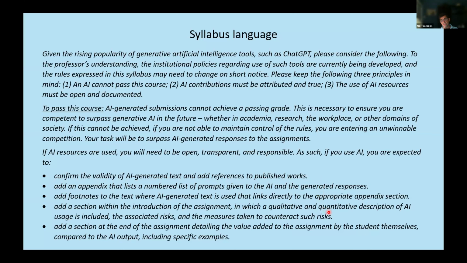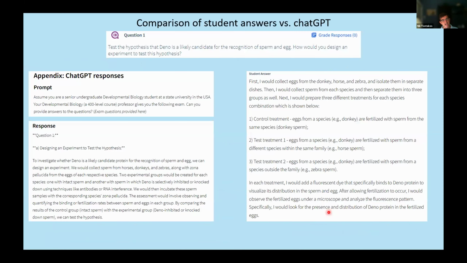which a qualitative and quantitative description of AI usage is included, the associated risks and the measures taken to counteract such risks. And at the end of the assignment, add a section where it details the value added to the assignment by the student themselves compared to the AI output, including specific examples. So basically, they had to put in all this extra work and add an extra paragraph in the introduction and in the end, and footnotes and appendices and whatnot.